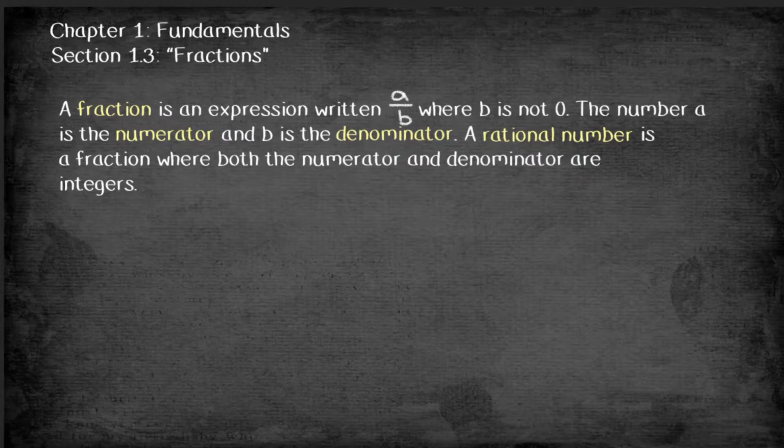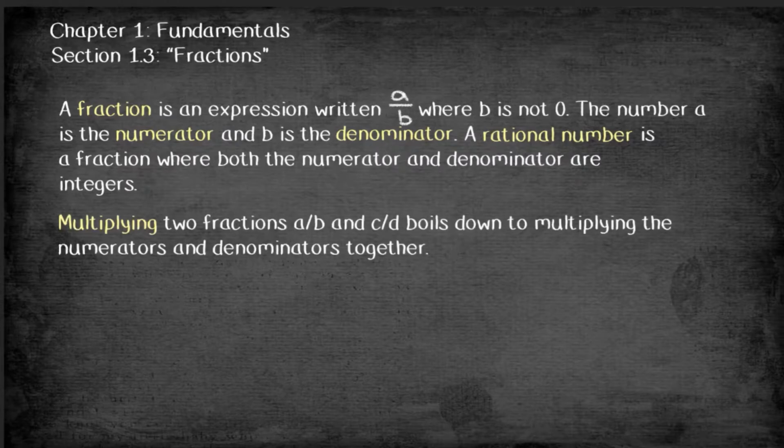So what we're going to do is quickly go over the operations between fractions. It's easiest, I think, to start with multiplying and dividing. Multiplying two fractions, a over b and c over d, which I'll write here, boils down to just multiplying the numerators and denominators together. That is, multiplication between fractions is defined as a over b times c over d equals a times c divided by b times d.